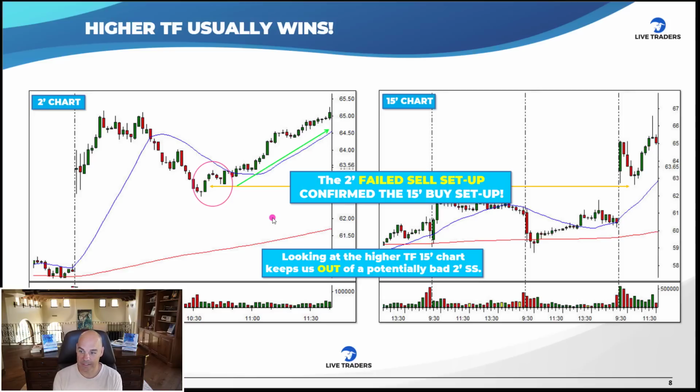You guys really don't know. I can see it by the lack of answers. Let me ask you a different question. How many 2-minute bars make up one 15-minute bar? How many 2-minute bars make up one 15-minute bar? How many?